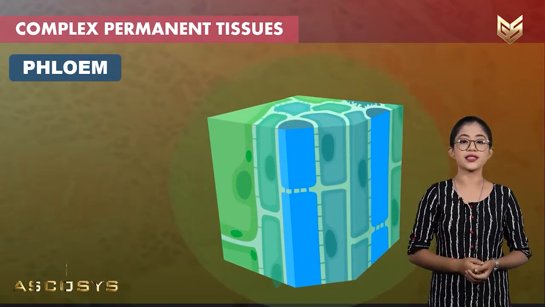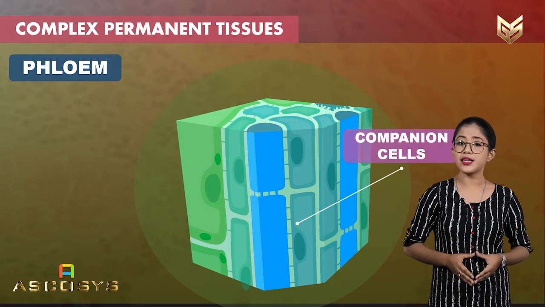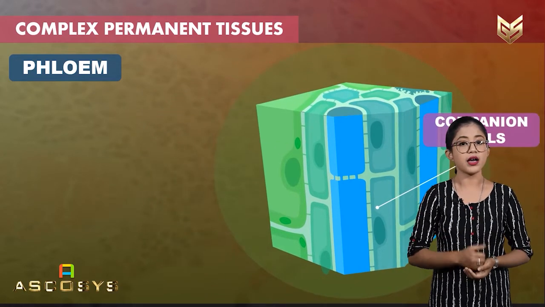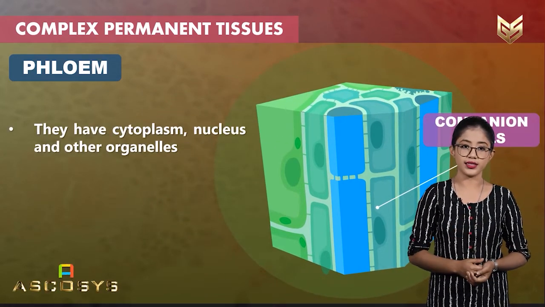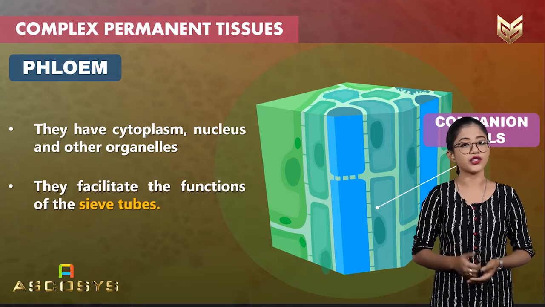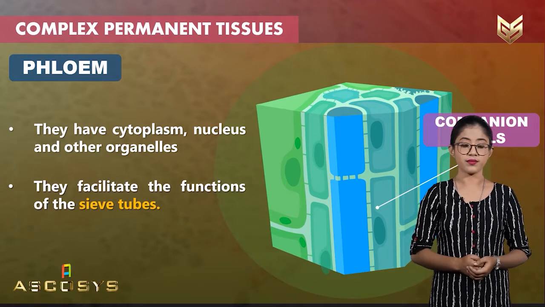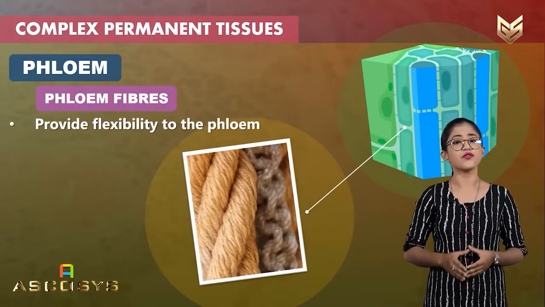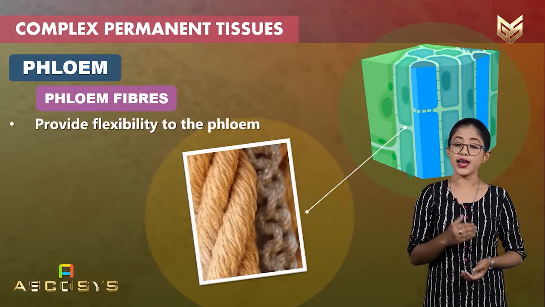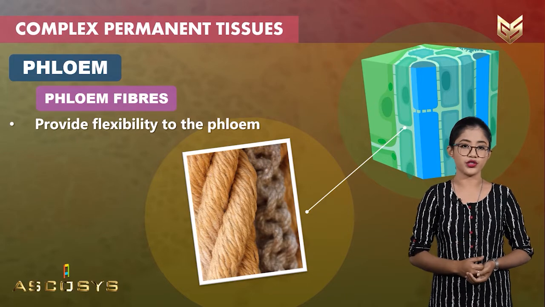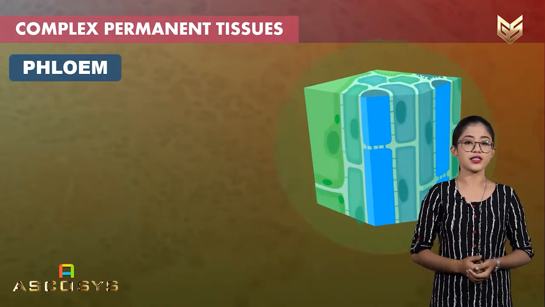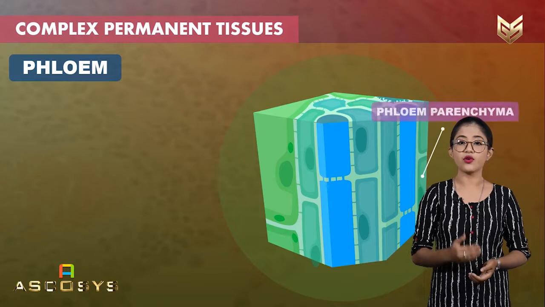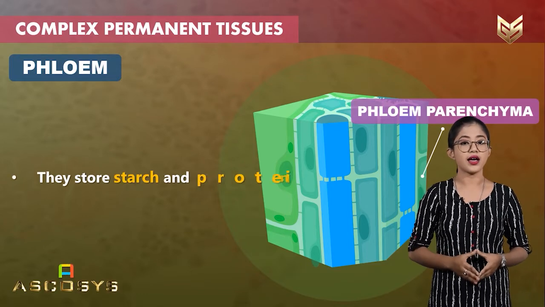And the next type is the companion cell. These companion cells have cytoplasm, nucleus and other organelles, and they facilitate the function of the sieve tubes. And the third type of phloem tissue is the phloem fiber. These phloem fibers provide flexibility to the phloem tissues. And the last one is the phloem parenchyma. This phloem parenchyma stores starch and proteins. So these are the different types of phloem tissue.